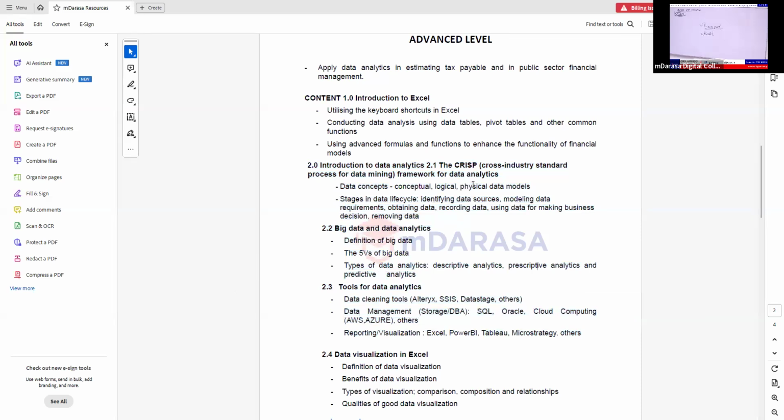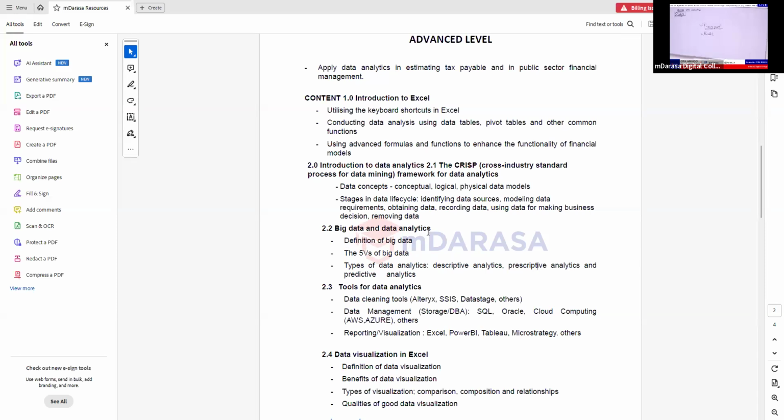Number 1, we'll be expected to understand the concept of the cross industry standard process for data mining. That is very key. We'll also be expected to understand the concept of big data and data analytics. If you do our sample now, you'll find that among the questions always tested in theory, you'll never miss big data and data analytics.